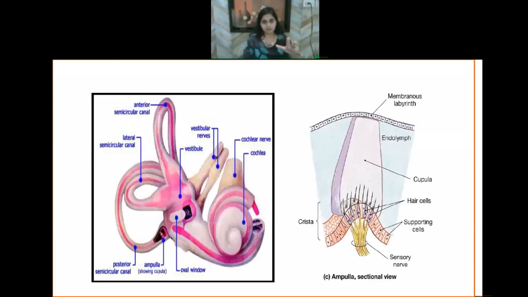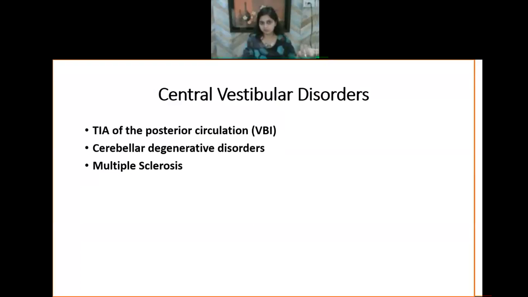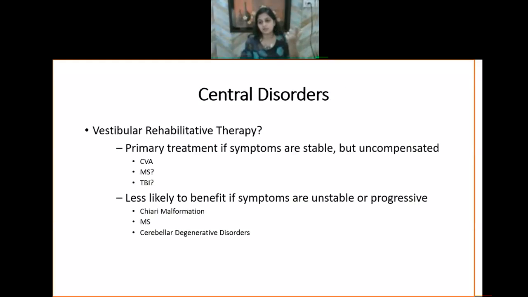So now we are familiar with the peripheral impairments. Now we get familiar with the central impairments. With posterior circulation TIA, you might get vestibular symptoms. Cerebral degenerative disorders, multiple sclerosis, you might get vestibular symptoms. If it is related to vestibular pathways or vestibular nuclei, you might get vestibular symptoms and we can treat them. In peripheral, results are very good. In central, it's not 100%, but we can still achieve 60-70%, depending on the case.